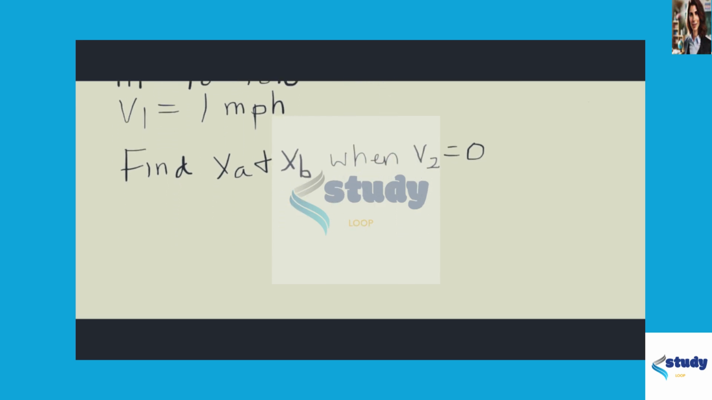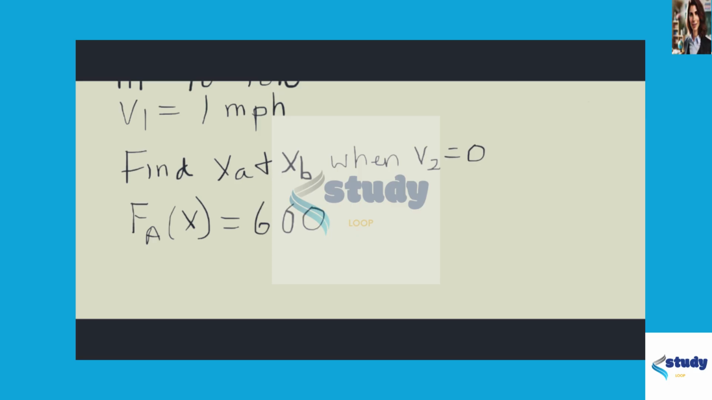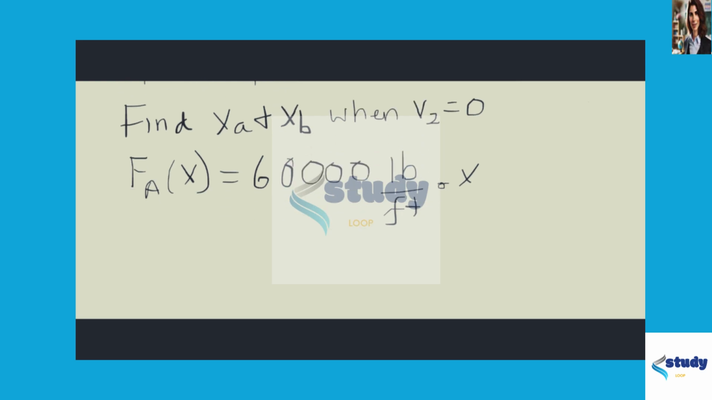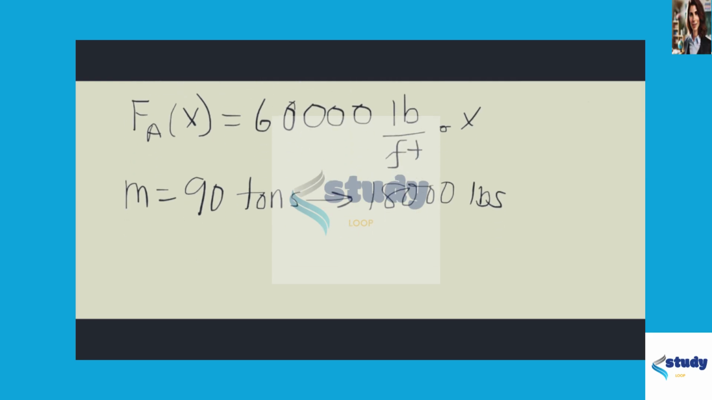First thing we're going to do is figure out the slope of the linear bumper, and what we find is that the slope is going to be, round that off, 60,000 pounds per foot times x, which is the expression we use to describe the force with respect to the distance. Then we're going to convert the mass of the ship into pounds. We know the ship is 90 tons. That's the weight of the ship actually, and we're going to convert that to 180,000 pounds. We know the velocity of the ship is 1 mile an hour, and we're going to convert that to feet per second, and that is 1.47 feet per second.